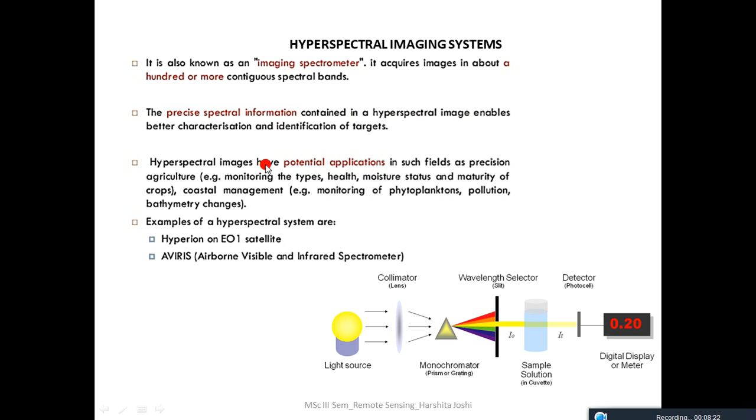It has potential application in the fields of agriculture and coastal management, and sensors used are Hyperion and Everest. These are various sensors which are used in hyperspectral systems. Hyperspectral imaging system is very useful in oceanography. You are studying oceanography in this semester, so while studying oceanography, we make best use of remote sensing also, right?